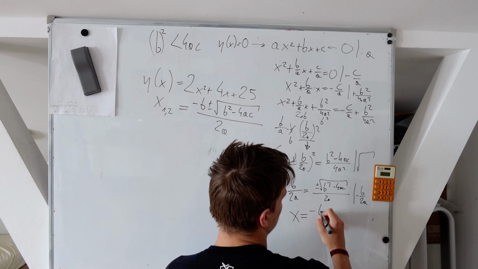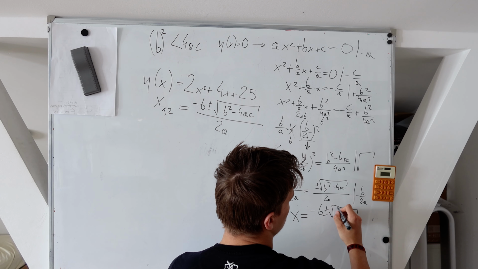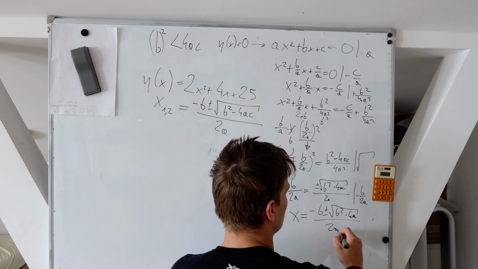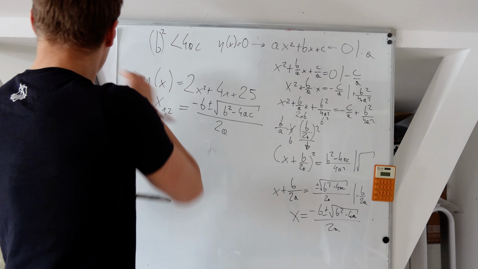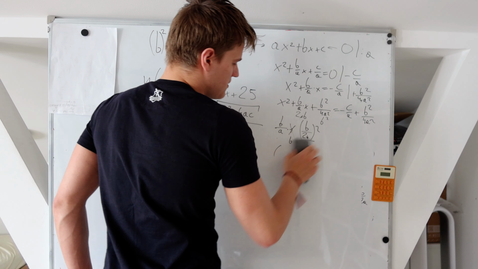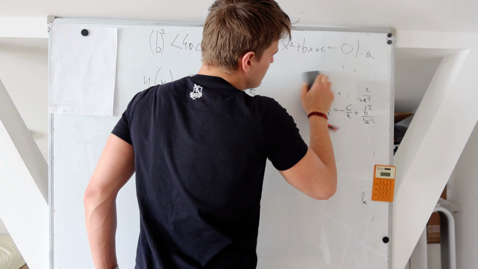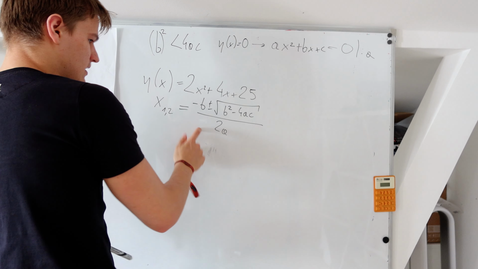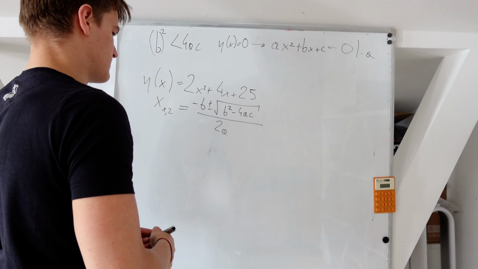X is equal to minus b plus minus square root of b squared minus 4ac, all over 2a. Good, great. Let's just get rid of this because it's just a quick revision for us. Now that we have successfully completed that, let's go back to our normal equation.